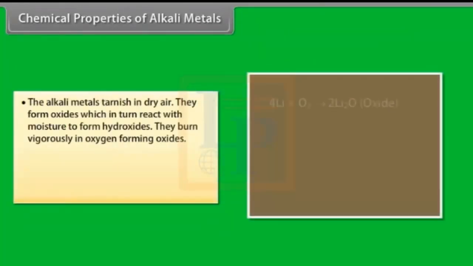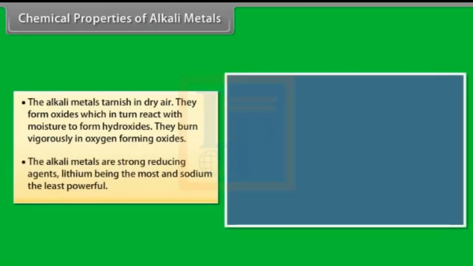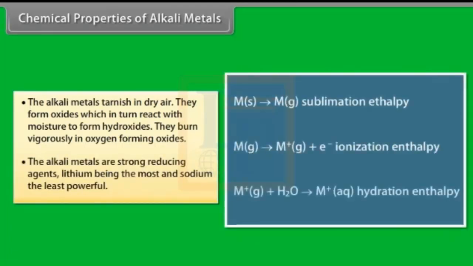All the alkali metal hydrides are ionic solids with high melting points. The alkali metals tarnish in dry air. They form oxides, which in turn react with moisture to form hydroxides. They burn vigorously in oxygen to form oxides. The alkali metals are strong reducing agents, lithium being the most and sodium the least powerful.